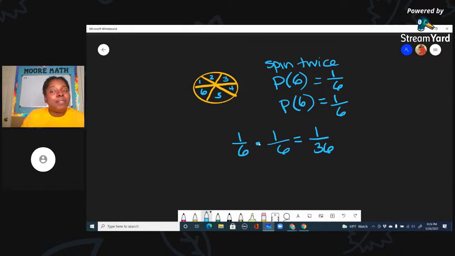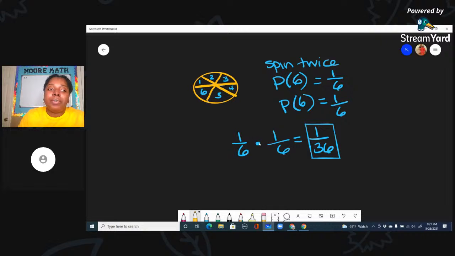Now, she may not have called this an independent event, but this actually is what it is. Because me spinning a wheel the first time and then me spinning it again, what I did the first time has no effect on what happens the second time. So whatever happened the first time is not going to affect me landing on a 6, right? I still have a 1 out of 6 chance. Now, let me show you what the difference is.